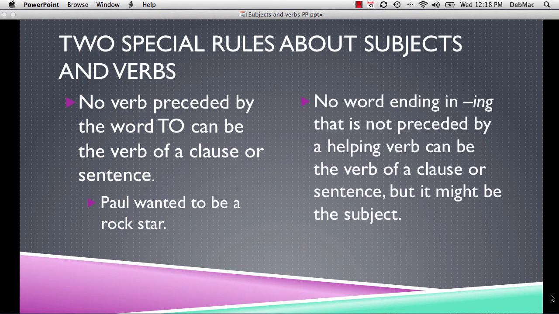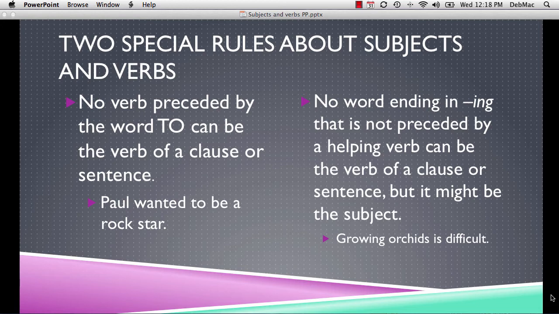Here's a tricky one. No word that ends in ing but doesn't have a helping verb in front of it can be the verb of a clause or a sentence. But it might be the subject. Yes, an ing word can be a noun and can be a subject. Let me give you an example. Growing orchids is difficult. Now, since we know the ing word doesn't have any helping verbs in front of it, we have to look for another word for the verb. The verb is. Okay?